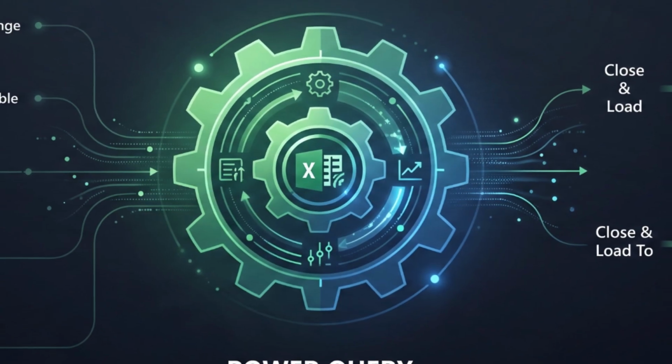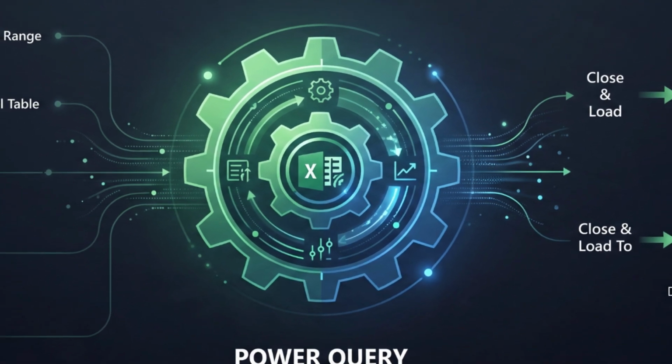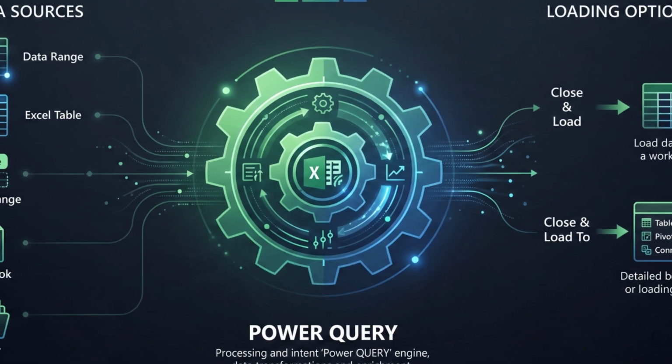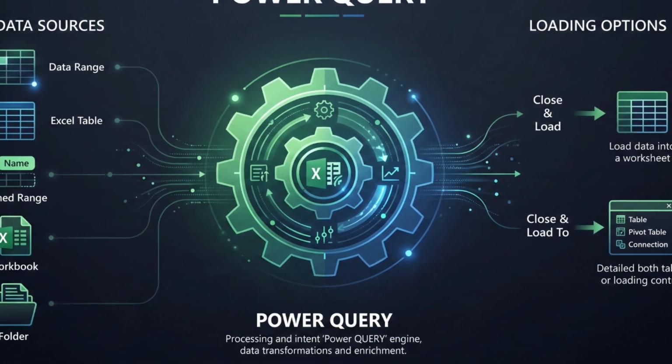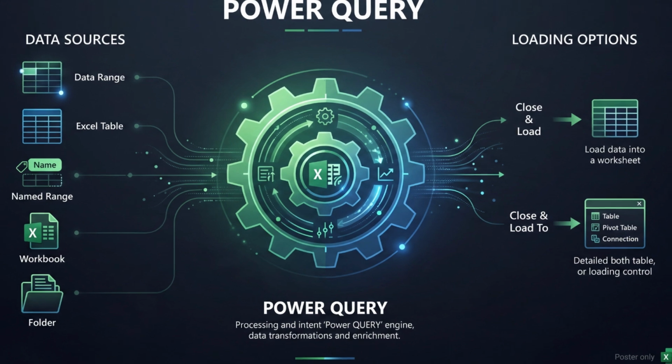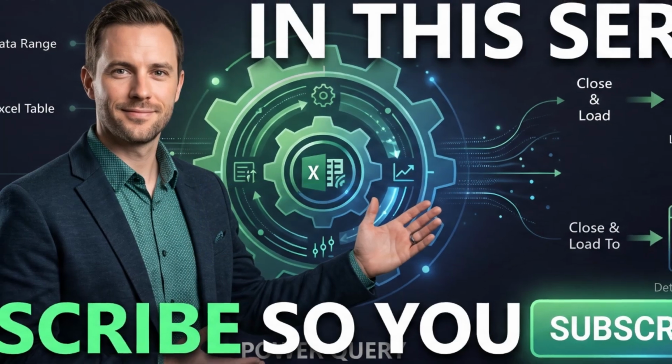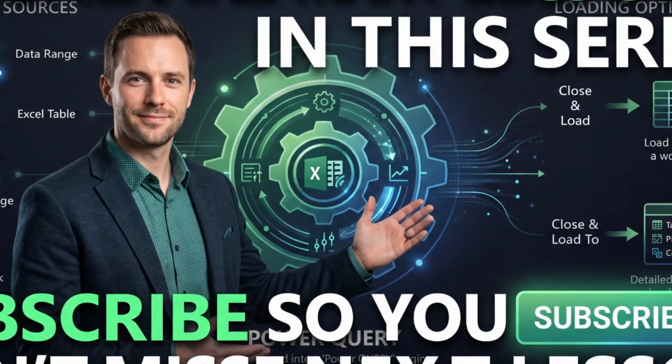To recap, we learned how to load data using data range, Excel table, named range, workbook and folder. We learned how Close and Load works, how Close and Load To gives full control, and how Only Create Connection supports advanced workflows. We also learned how refresh keeps the report updated. This is Lesson 2.